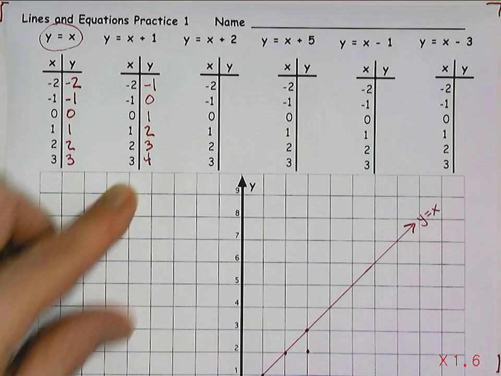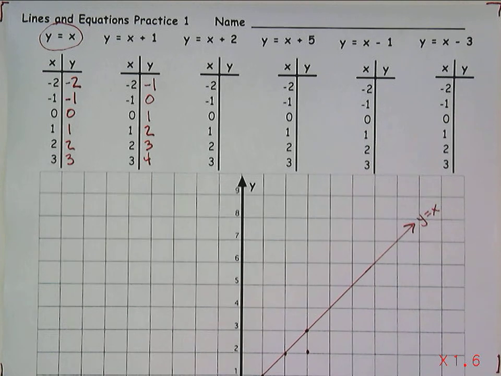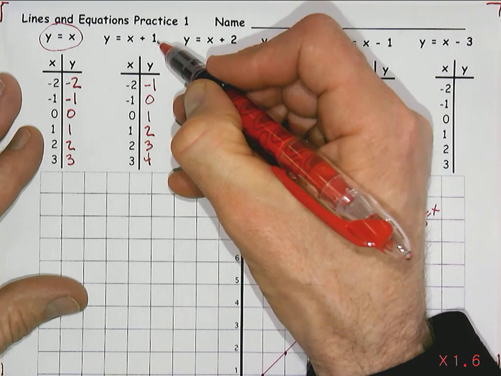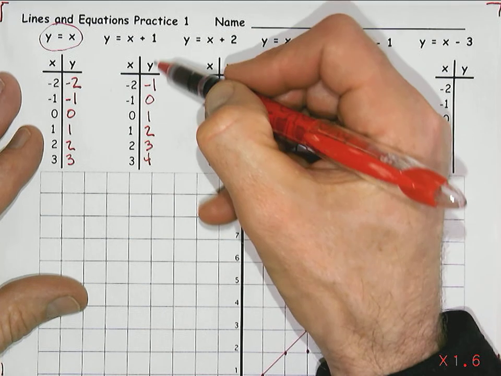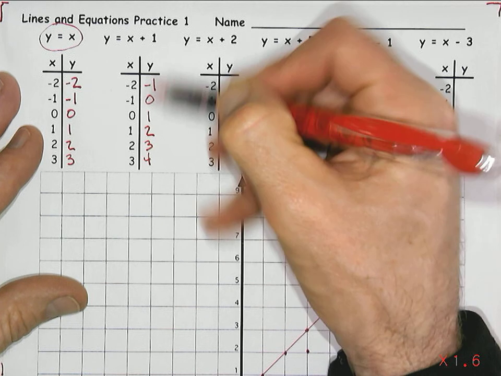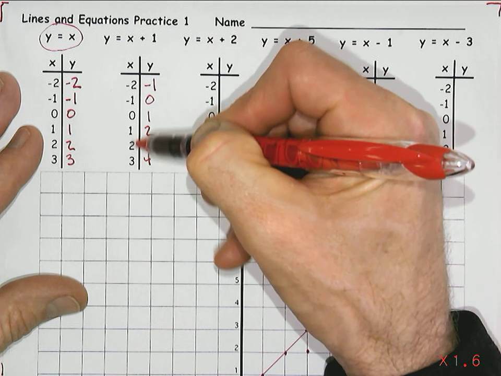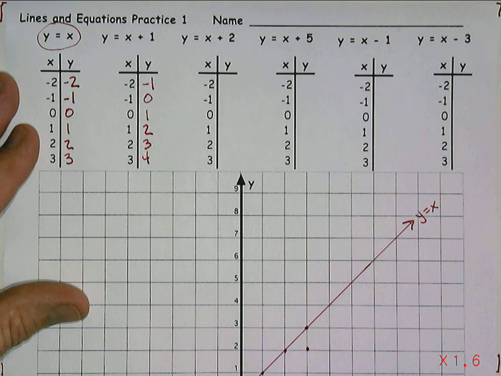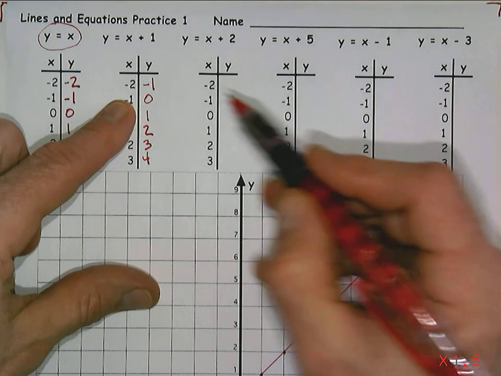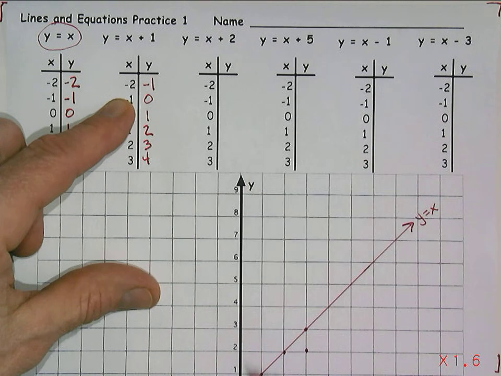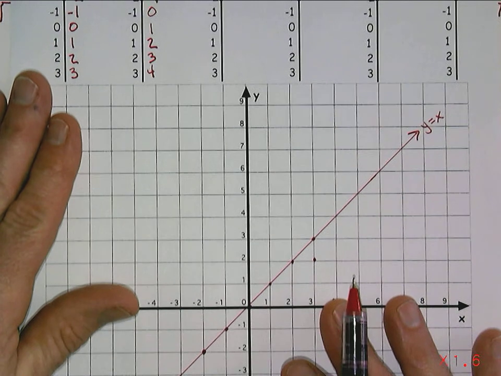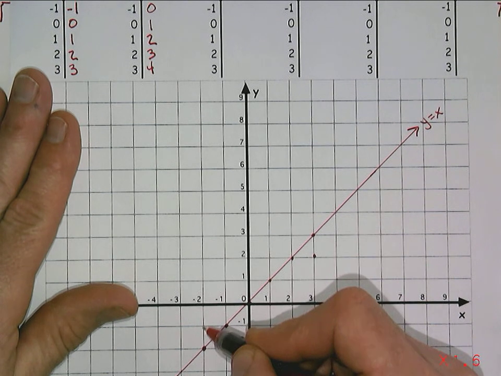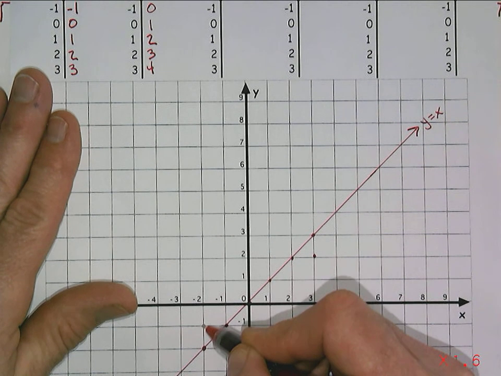Now once again I've generated a set of values for this equation, x plus 1. So y is just our answer when we change the value of x to these different values. And it creates a line, and we can graph these points below. So negative 2, negative 1. I go over to negative 2 and down to negative 1. So there's a point.